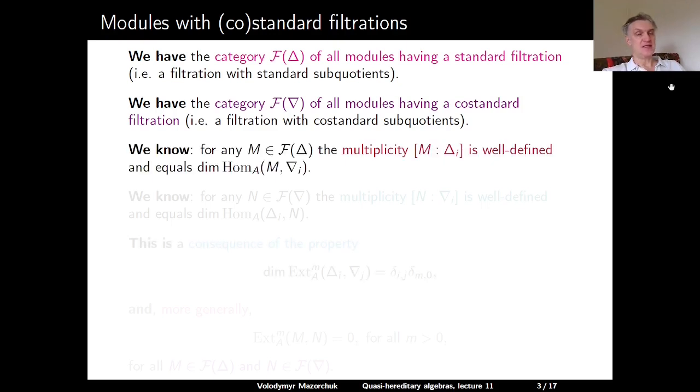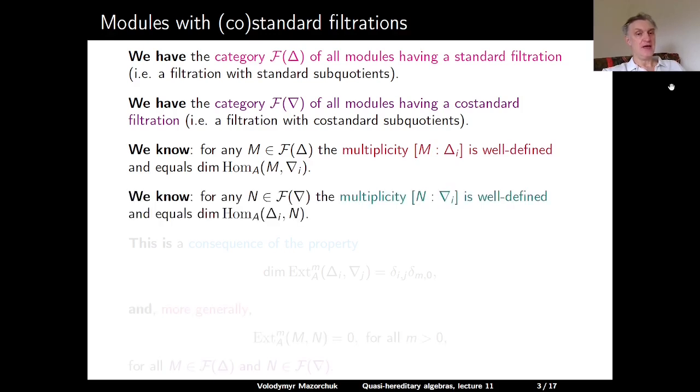We know that any module M in F(Delta) has well-defined multiplicities of standard modules inside M. So the multiplicity of Delta i in M equals the dimension of the Hom space from M to Nabla i. Similarly, for any module N in F(Nabla), the multiplicity of Nabla i in N equals the dimension of the Hom space from Delta i to N. In particular, it is well defined.